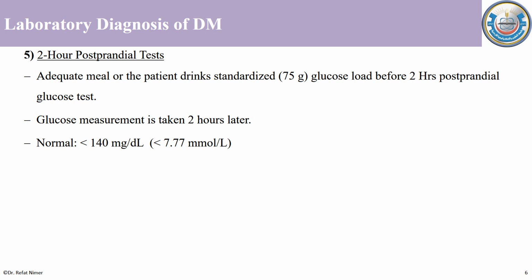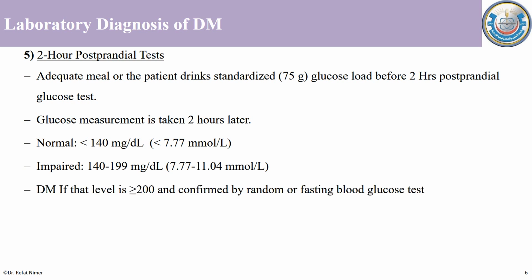The normal, if it's less than 140 milligram per deciliter, in millimole per liter less than 7.7, impaired or pre-diabetes between 140 to 199, and diabetes mellitus if the level is equal or more than 200 milligram per deciliter, and this value is confirmed by a random or fasting blood glucose test.